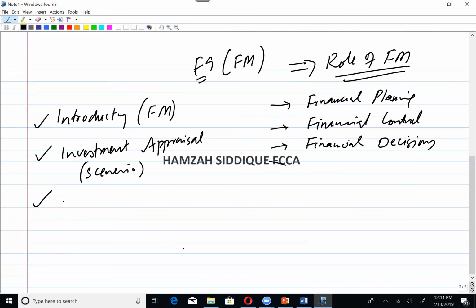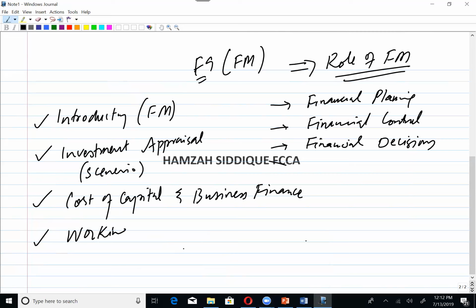Third is cost of capital and business finance. Again, this area is highly likely to be tested in a scenario. Fourth is working capital management. Students, usually scenarios are from these three areas, the scenario-based portion of your syllabus. MCQs are also tested, but usually they are from these three areas.